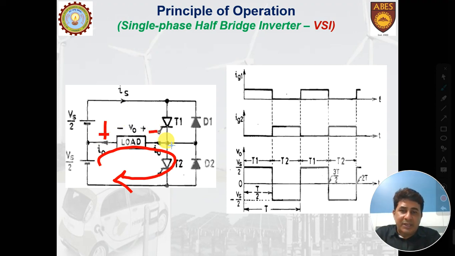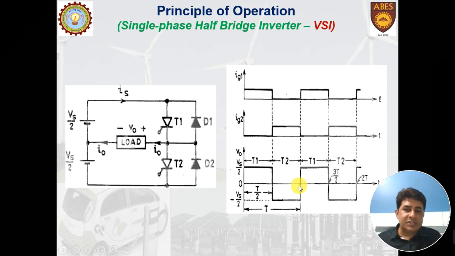So at the output side, we shall be receiving a negative voltage which is equal to the value of this battery. Now this battery is Vs by 2. So during this half, we shall be receiving the negative supply. Now this is the point where T2 is turned off. This is the point where T2 is forcefully turned off.